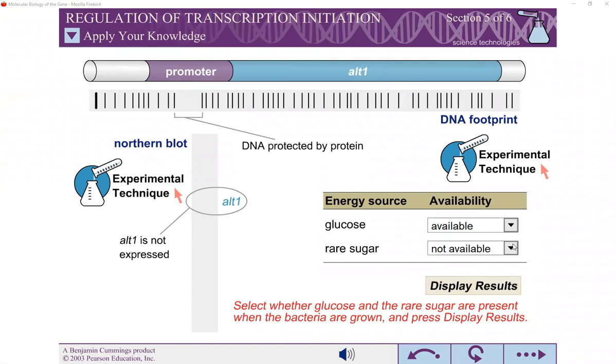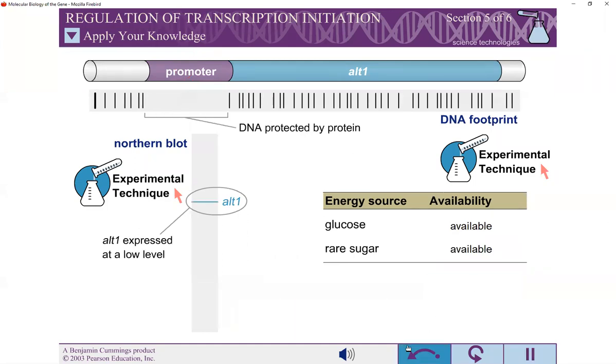Now, I have to make the other things available. Okay, now when the glucose is available and the rare sugar is available, still the glucose will not allow the rare sugar gene to be transcribed. The same results will be obtained. Display result. When the bacteria are grown with both glucose and the rare sugar, ALT1 RNA is expressed at a low level, and DNA footprinting indicates that only RNA polymerase binds to the DNA near ALT1.